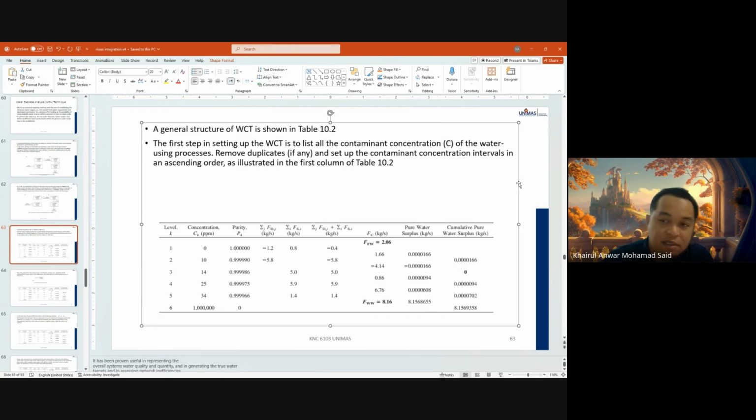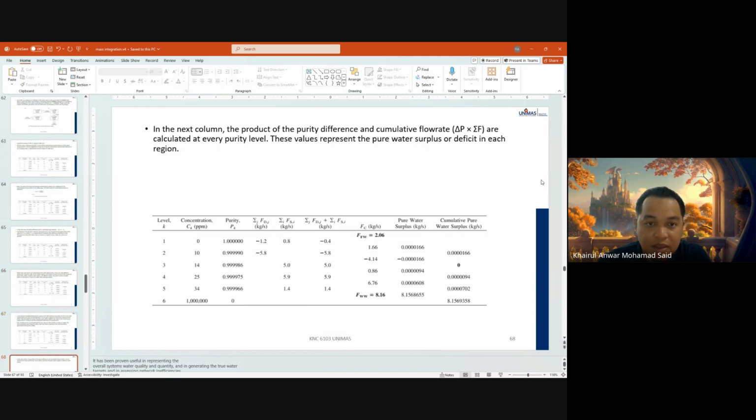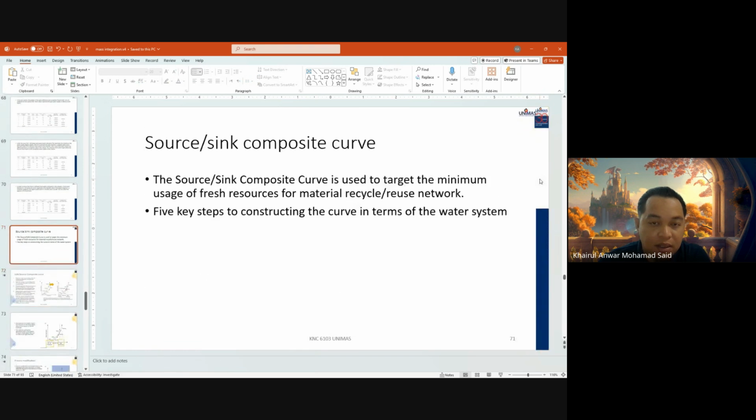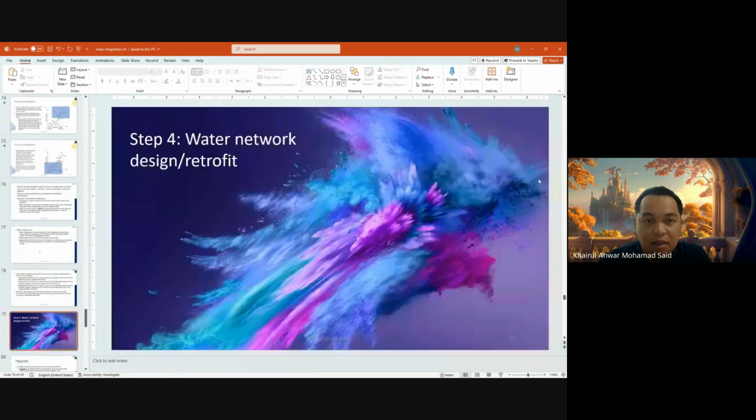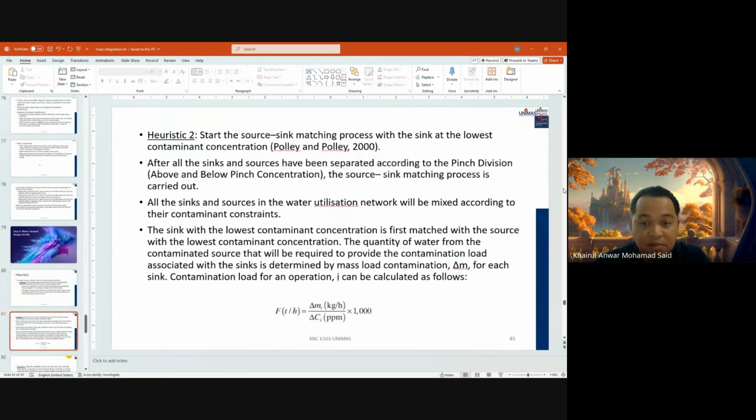Step four is the water network design or retrofit. So with the target established, the minimum freshwater target of 90.64 ton per hour for problem 8, we design the physical network of connections to achieve those targets using three core heuristics.